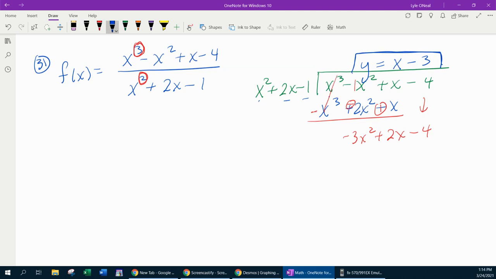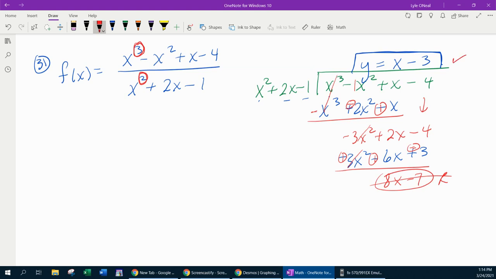And I'm going to continue just for fun. -3 times x squared, -3x squared. -3 times 2 is a -6x. Negative times the negative makes a +3. Draw the line, change the signs, and then combine. Cancel. 8x minus 7. This would be your remainder, which you could care less about. We're looking for the slant asymptote.